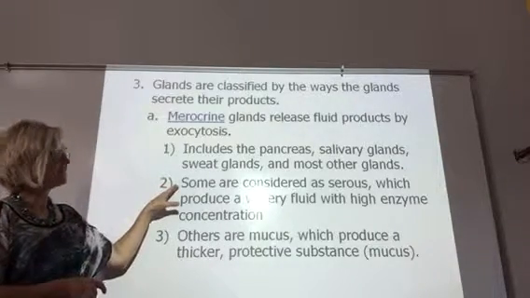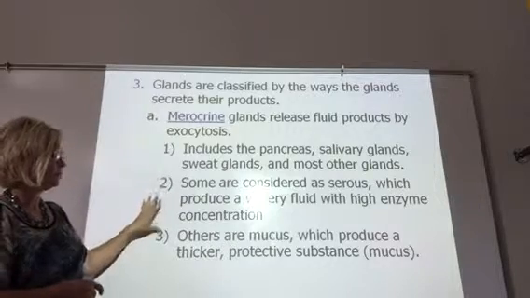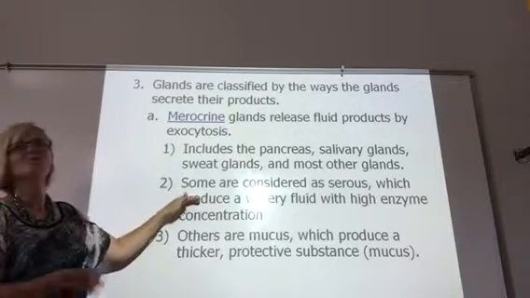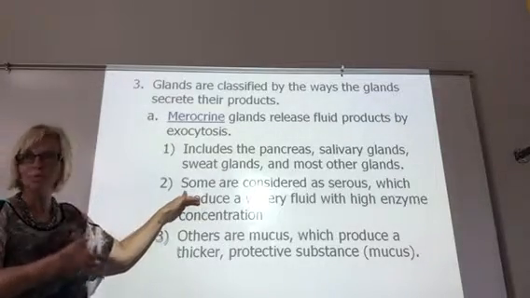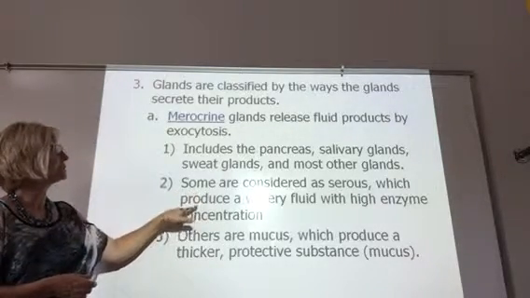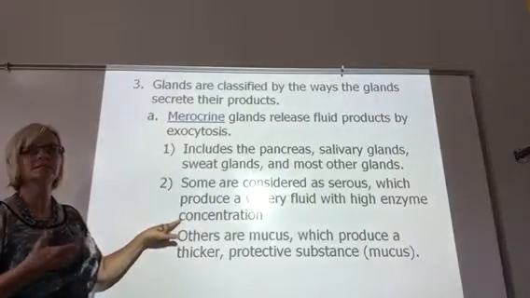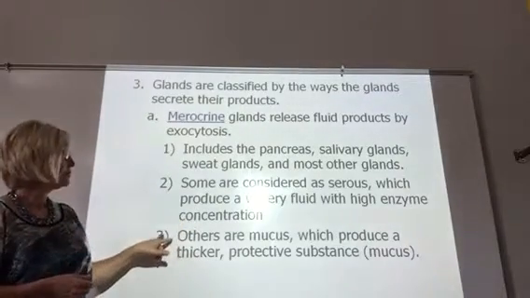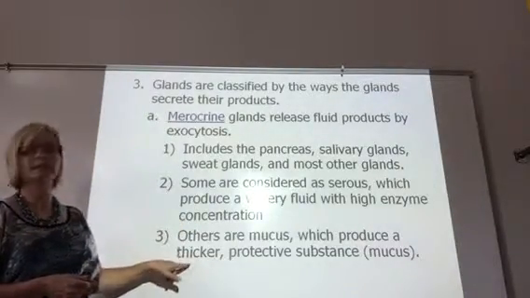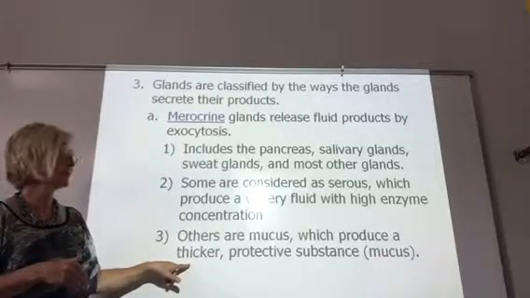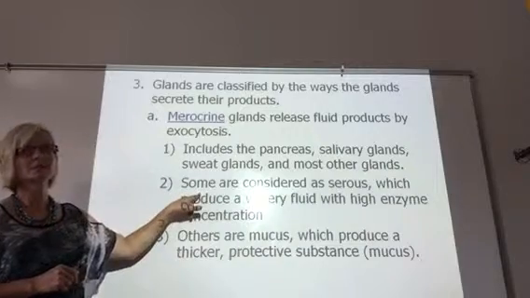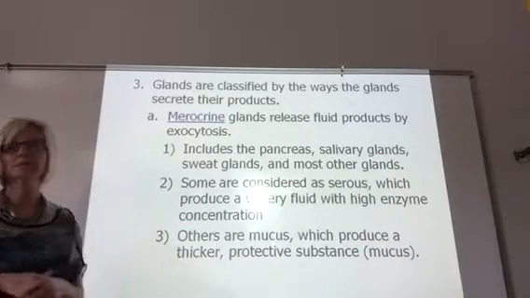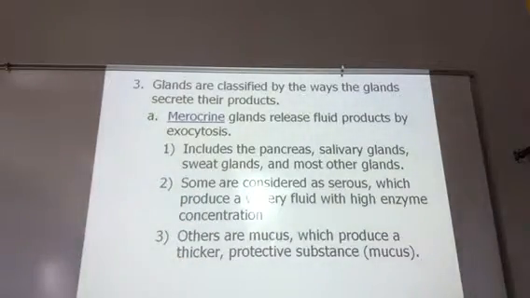Some are serous. Here's another thing you want to know the difference between. Serous means watery fluid. It's very thin, low viscosity, runny. So serous, watery fluid, lots of enzymes typically in it. Mucus is a thicker, higher viscosity protective substance. So serous, watery; mucus, thicker.